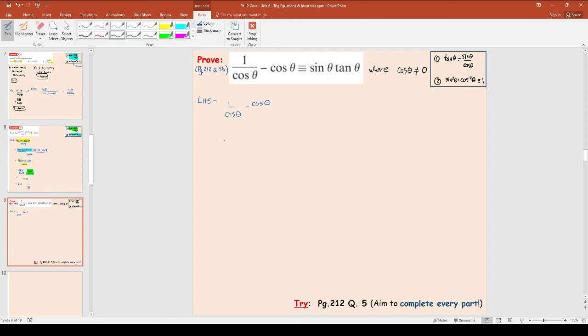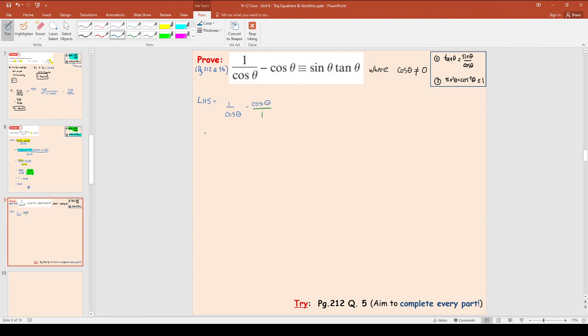Now for me, straight away, I look to the right-hand side and I'm like, well, there's no fraction on the right. So I don't want there to be a fraction anymore on the left. So what am I going to do to kill the fraction on the left? Well, we could combine them as a single fraction. That's what we're going to do.